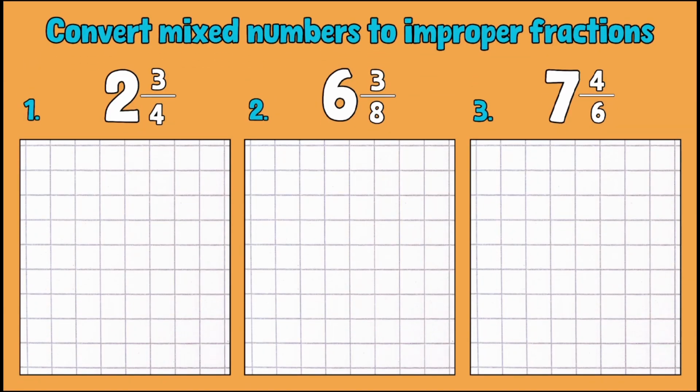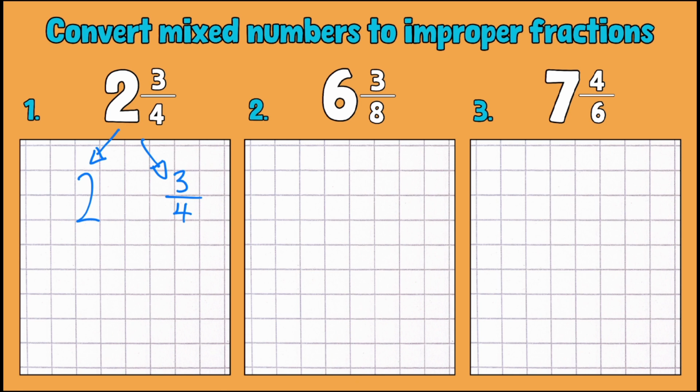Okay, so our first example is 2 3/4, and we're trying to make this into an improper fraction, so where our numerator is larger than our denominator. Now, the first thing to understand about mixed numbers is that it's literally called a mixed number because it's made up of a whole number and a fraction part as well, and they're just put together.